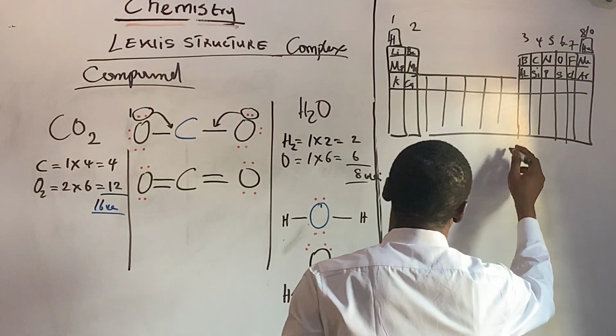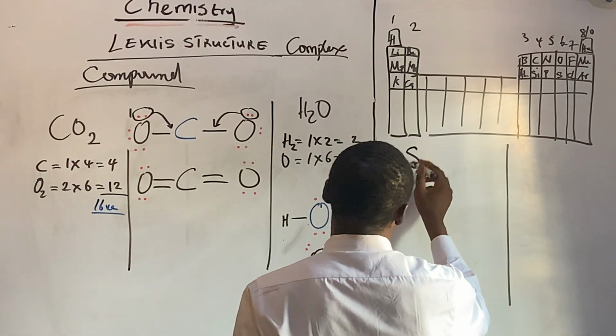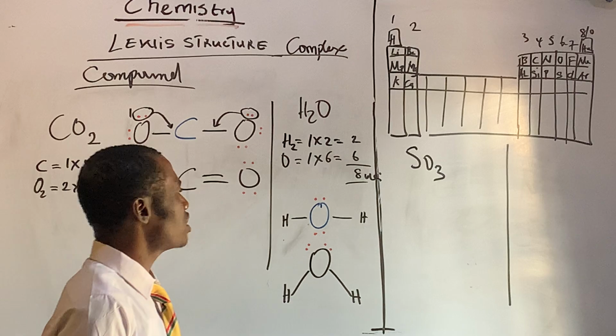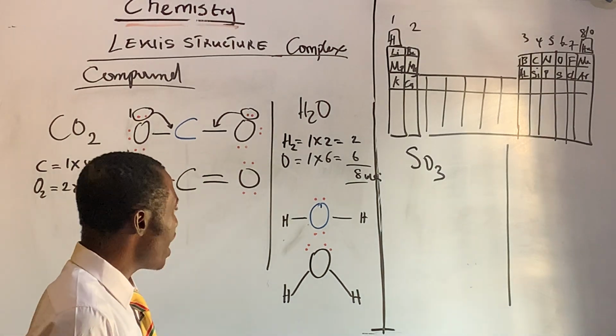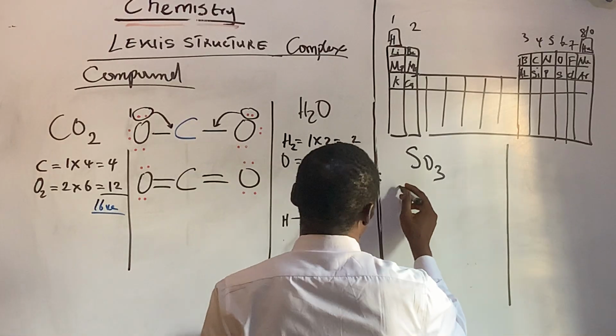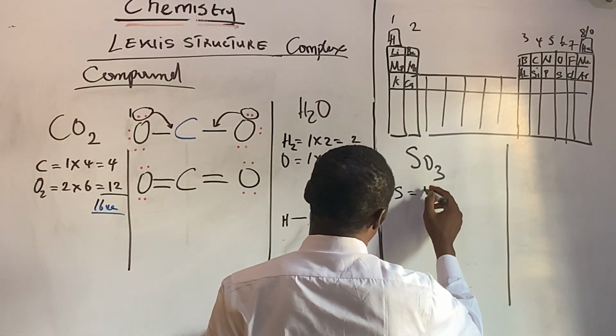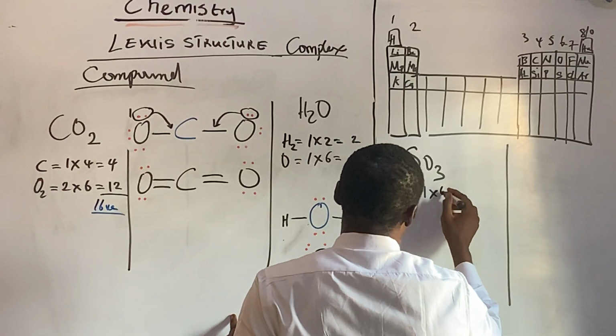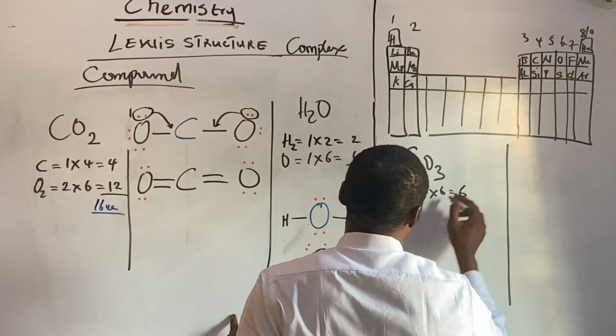Now, let's draw for the one of SO3. Okay? What's the Lewis structure for SO3? The Lewis structure for SO3 is the same method. How many sulfur do I have? 1. So it's 1 times, what's the valency number for sulfur? That is 6. 1 times 6, that is 6.